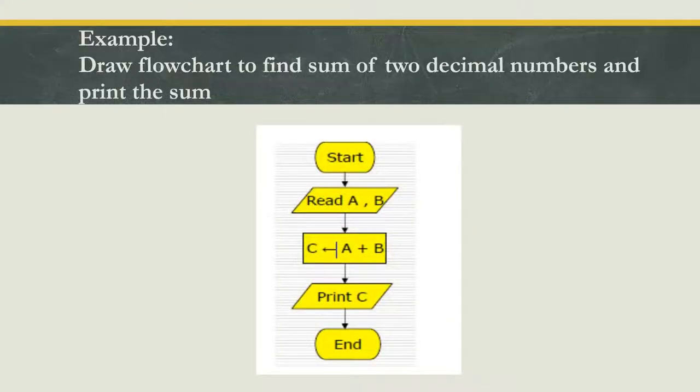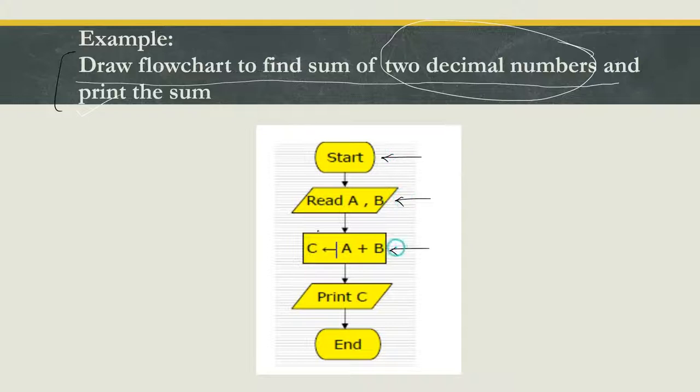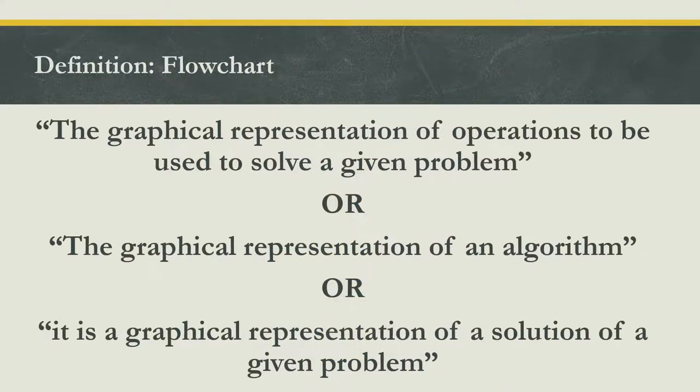So before we actually start the definition of flowchart, let us see what a flowchart looks like, right? So this is the problem: draw a flowchart to find the sum of two decimal numbers and print the sum. Okay, so you can see various different types of symbols are used to denote different kinds of things. Which symbol to use when, I will discuss in this lecture. So don't worry.